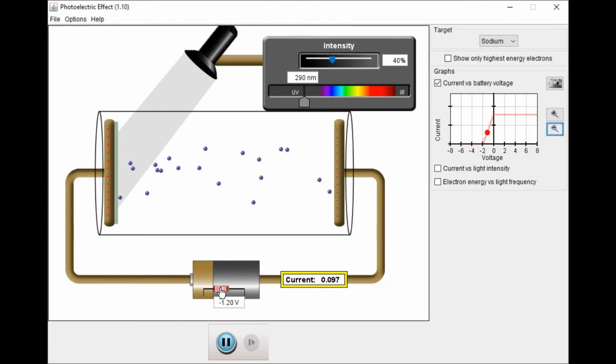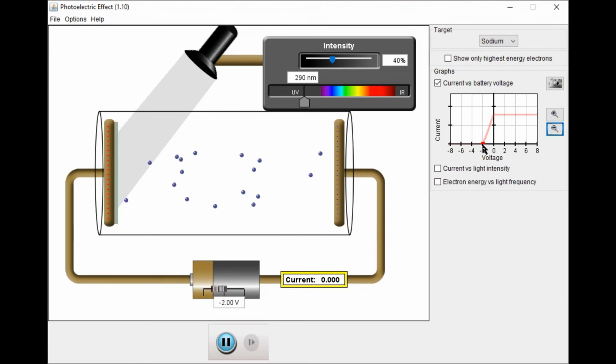As I keep increasing it, we'll get to a point right about there where the current becomes zero, and I see that in the graph, and this would be approximately the stopping voltage for this intensity and frequency of the light. So at this voltage, none of the electrons are making it across.